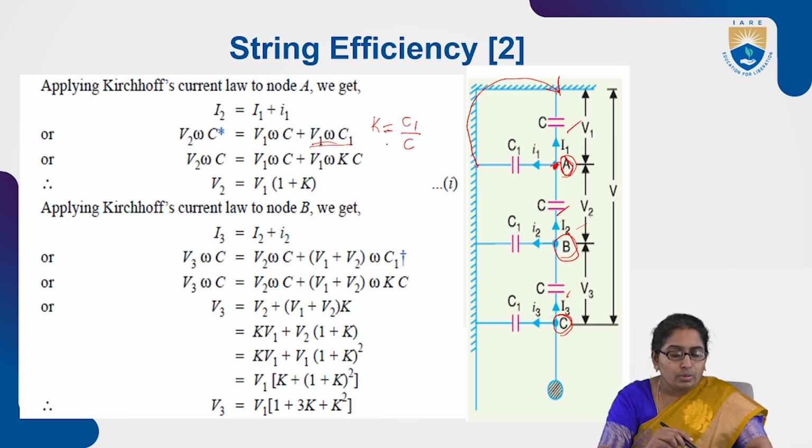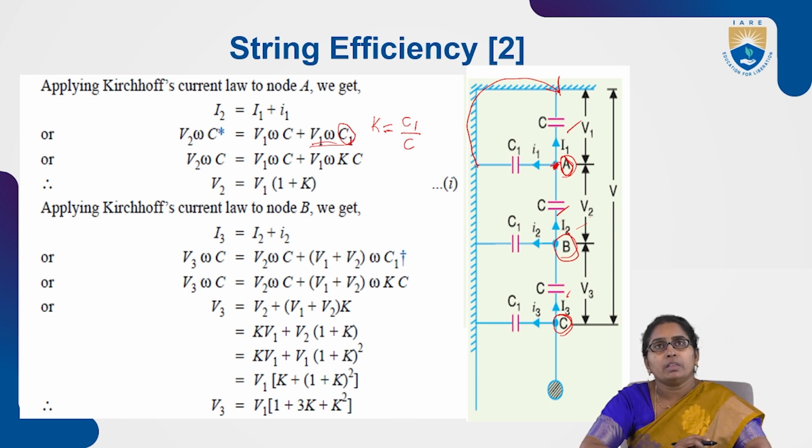So that's why this C1 is written in terms of C as K into C. Suppose we have a problem based on this, they will give us the data, the value of C and C1, or they will give the value of K directly, that fraction value, to solve the problem and to finally calculate the string efficiency. Now cancel on both sides omega C. So finally we have this expression, V2 is equal to V1 into 1 plus K.